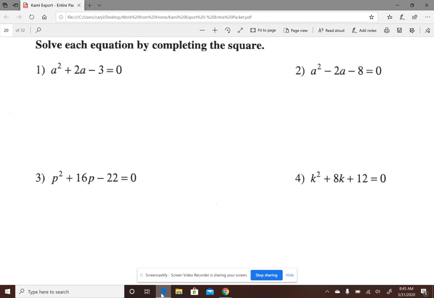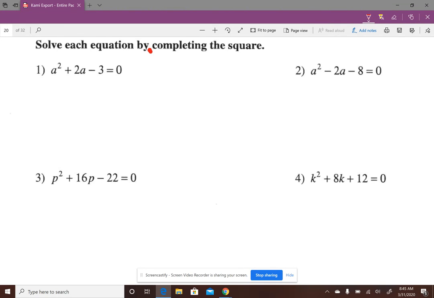We're on page 20 in the packet. Okay. All right, so the idea here is based upon completing the square. You're going to have to make the left side a perfect square trinomial, and I'm going to do everything on the left side. So first I start by moving the 3 to the other side. The opposite of subtracting 3 is adding 3.